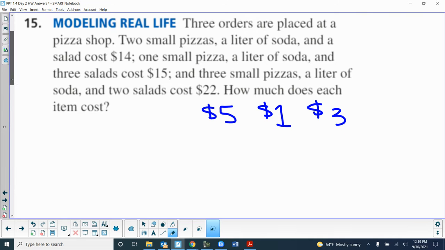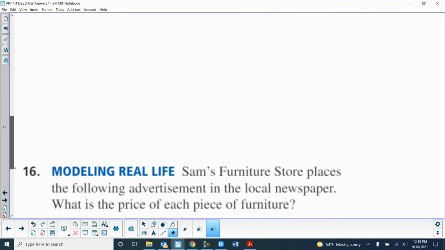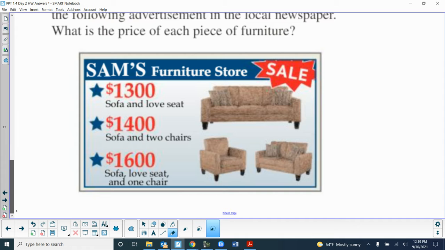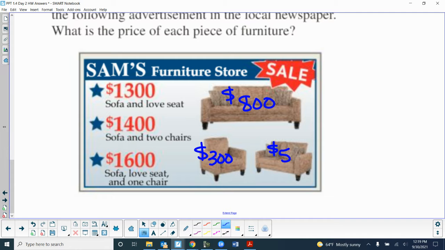This other one was pretty easy also, wasn't it? Haley, what were the answers? I got $800 for a sofa, 500 for a love seat, and 300 for a chair. I believe that's correct. What was this, 500? Yes. We okay with that? Jared? I got 1,200, 100, and 300.